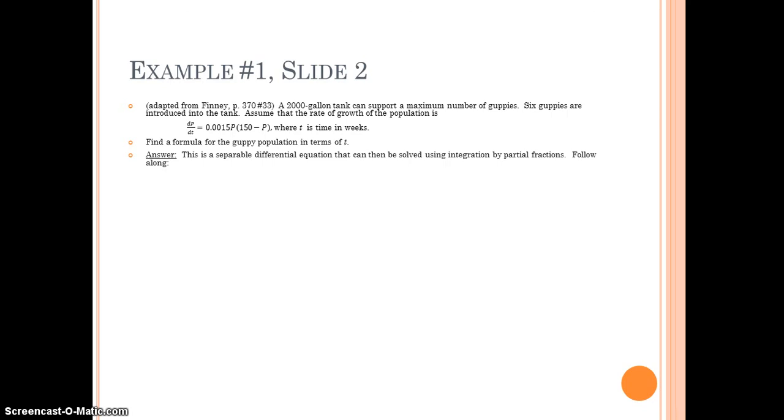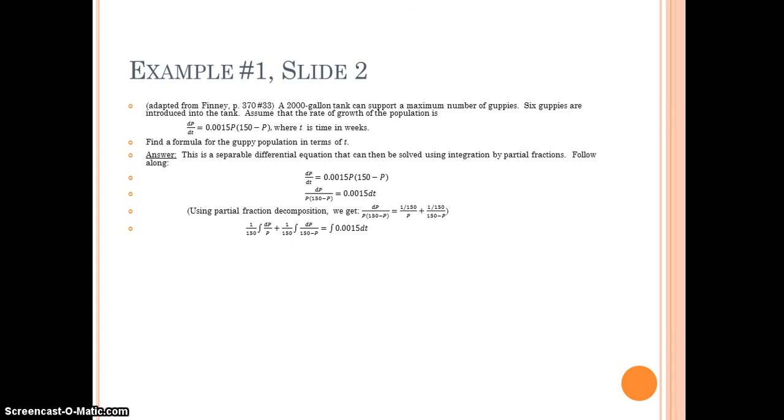This is a separable differential equation that can be solved using integration by partial fractions. So there's the original. We are going to divide by p and by 150 minus p to get it onto the left side, similar to the way we did with differential equations with separation of variables. I'm going to leave the 0.0015 on the right side of the equation. Using partial fraction decomposition, which I won't get into here, we find that dp over p times 150 minus p is just 1 over 150 over p plus 1 over 150 over 150 minus p. And that's using the techniques we did when we did partial fractions.